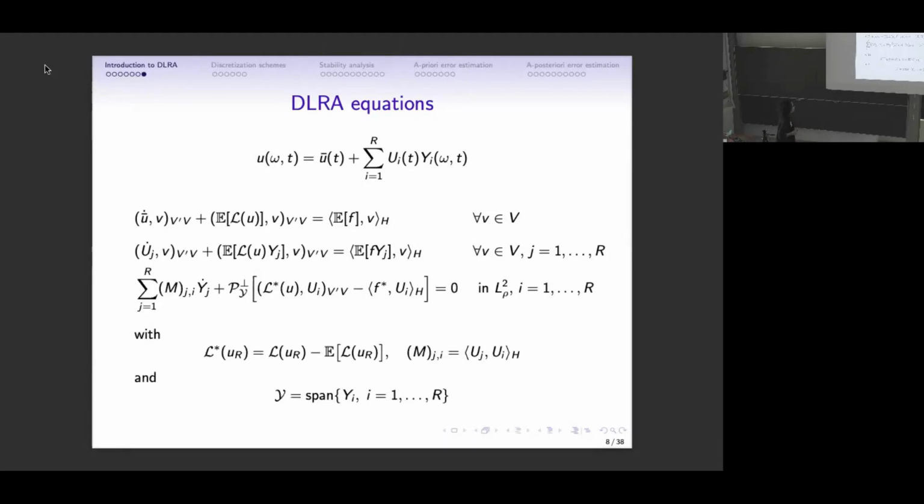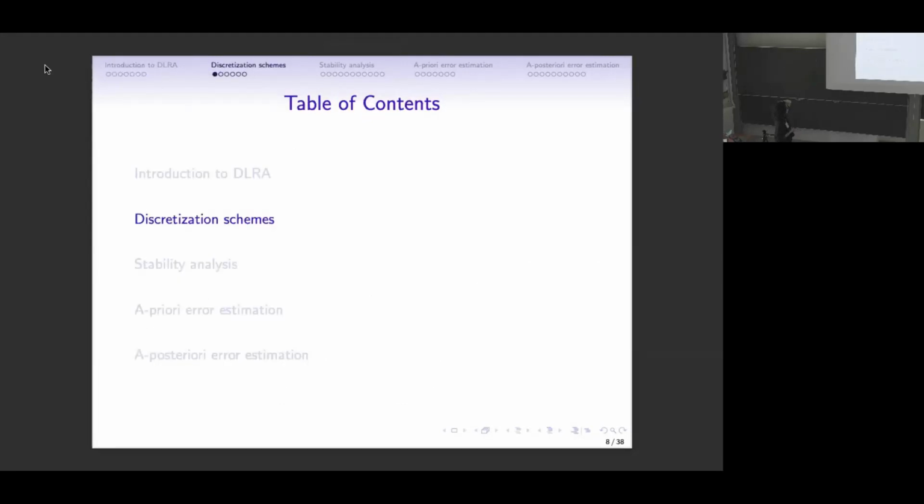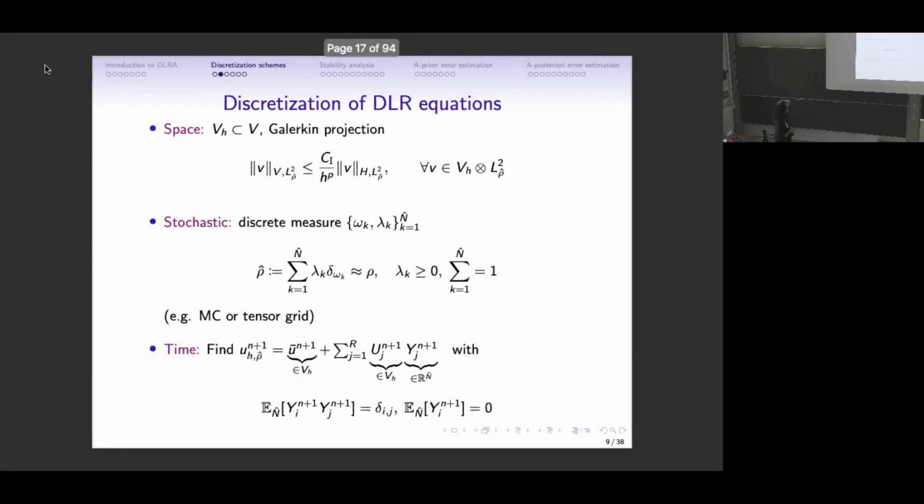And then we have a system of R equations for the stochastic modes. Now here we have the projection on the deterministic modes, okay? Then we have this projection on the orthogonal complement of this space Y. And we have this matrix M. So all of these are some kind of terms we'll have to deal with later. Okay, so we have equations for all of our quantities. Now how do we obtain a discrete solution? That's the next part of this talk.